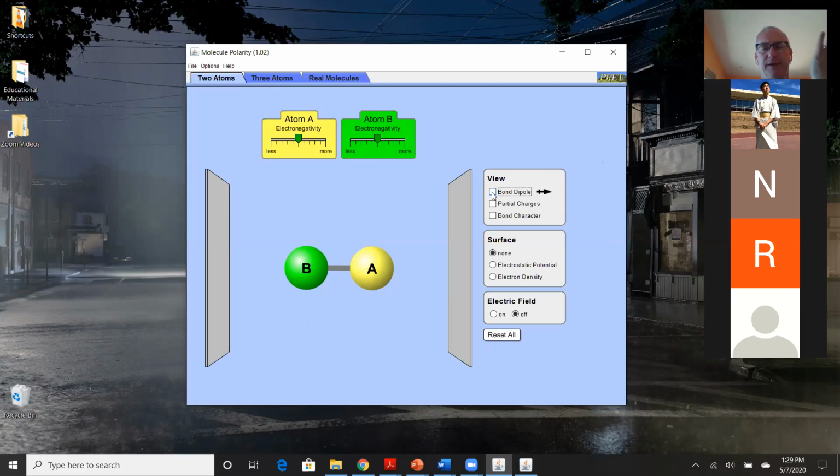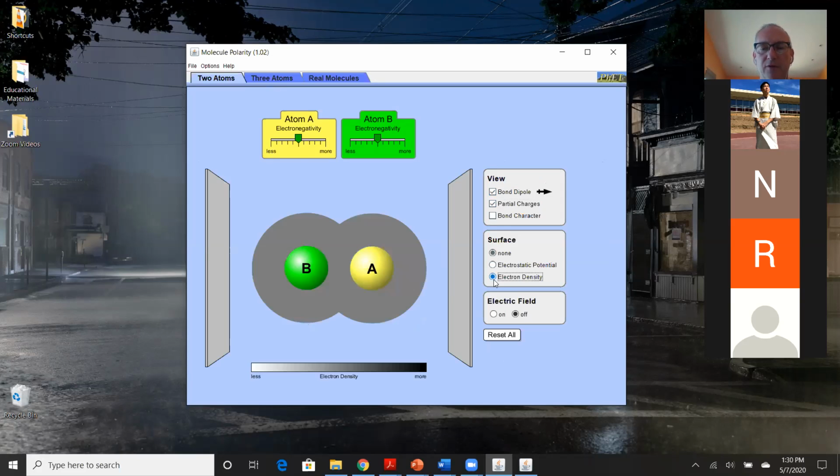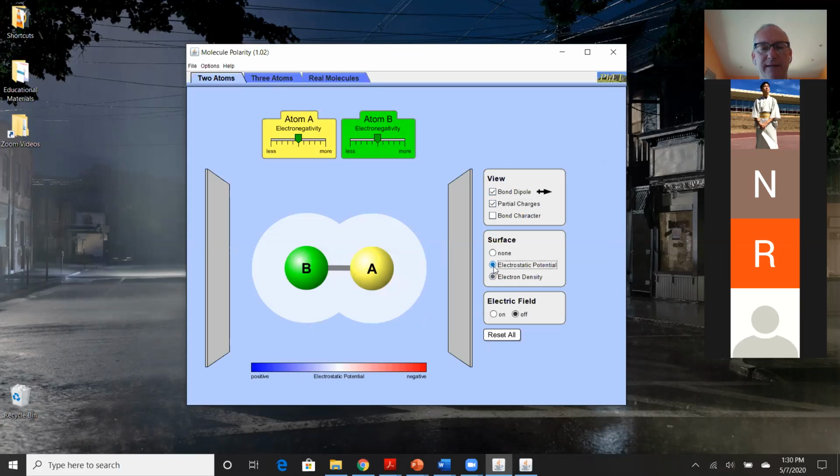So here we've got your basic diatomic molecule, and it's set with no difference in electronegativity between them. So when we click on view dipole, there's nothing there. And if we click on partial charges, nothing as well. And if you look at the electron density or the electrostatic potential, there's no difference. It's all the same all the way around.